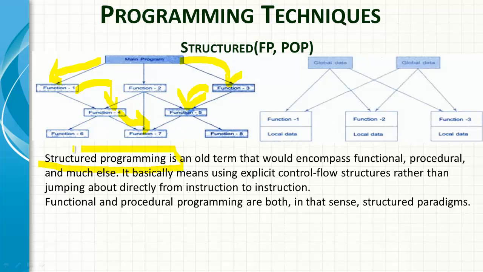Now structured programming was a combination of functional as well as procedural programming, and in fact much more than functional and procedural programming. It basically means explicit control flow structures rather than the traditional jumping about directly from instructions to instructions, which we used to do in machine level programming. Instead of that, we divided code into different reusable components, and we moved from one control flow structure to another control flow structure, and then we were also handling the data in between. So functional and procedural programming are both in that sense a structural paradigm.